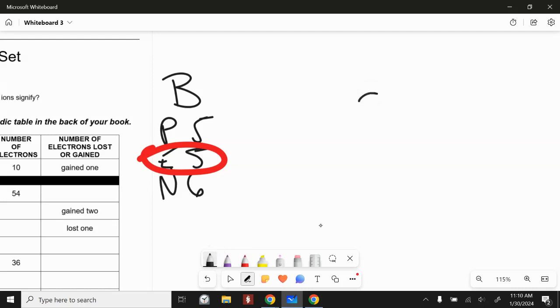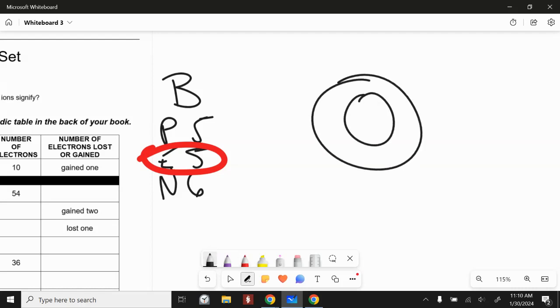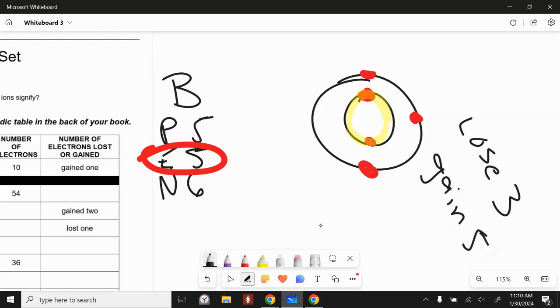If I draw my Bohr diagram, I will have 1, 2, 3, 4, 5. First level is full. I have 3 valence electrons. 1, 2, 3 valence electrons. But that shell wants to hold 8. So my choices are to lose 3 or gain 5. Obviously, losing 3 is easier.